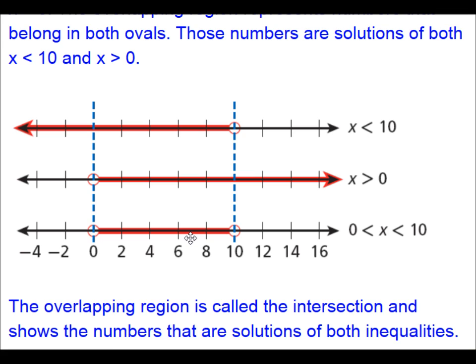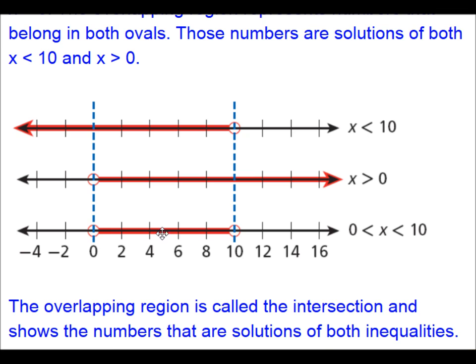And the solution, by combining both the inequalities, is x greater than 0 and less than 10. So the overlapping region is called the intersection, and this, starting from 0 to 10, not including 0 and 10, is the solution.